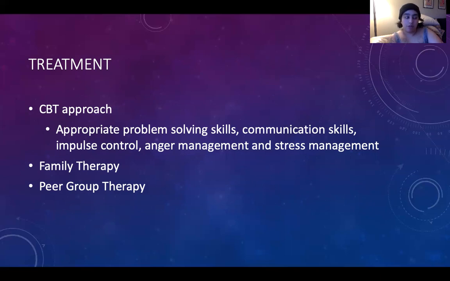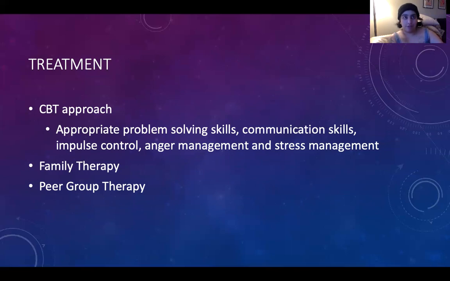Family and group therapy were two other really big ones I saw in my research for treatment of adjustment disorder, which I think ties into having that emotional support for the client dealing with adjustment disorder, and also having a peer group. This applies for most things, like when I shared about the possible stressors for adjustment disorder.